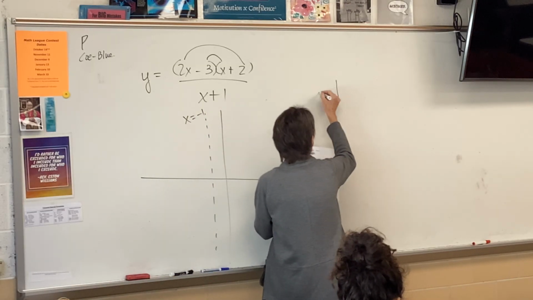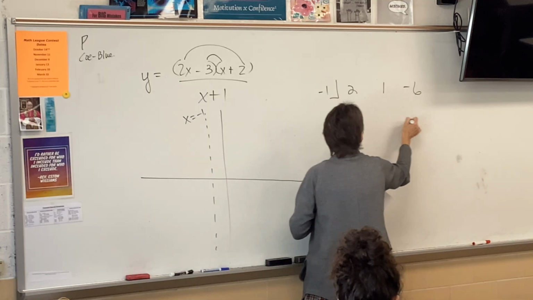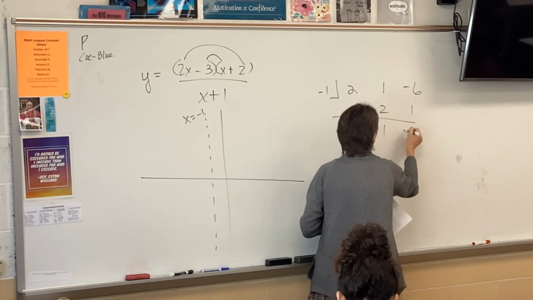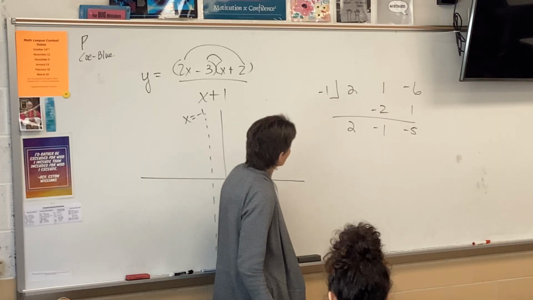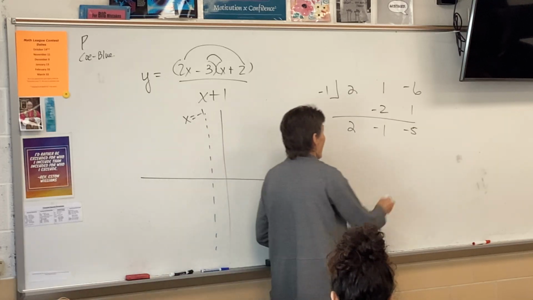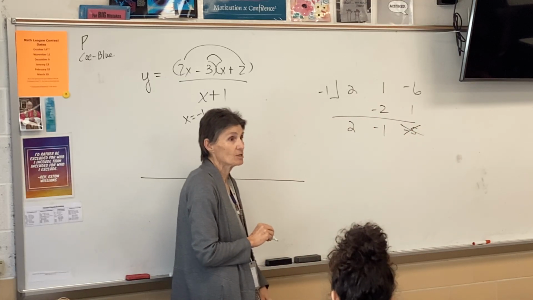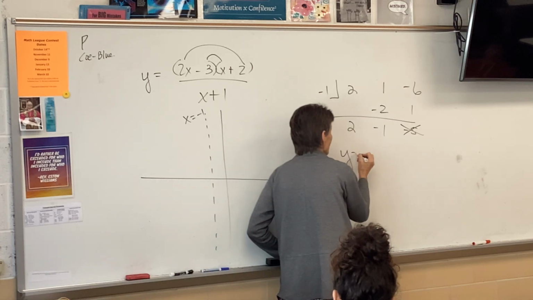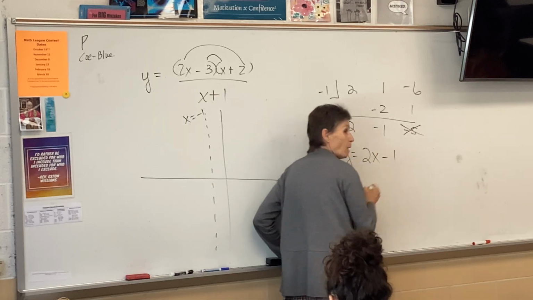So back to the original problem. I'm going to do the division. And when I'm talking about a slant asymptote, I don't care about the remainder. The remainder is not part of the conversation. What is my slant asymptote? y equals 2x minus 1.